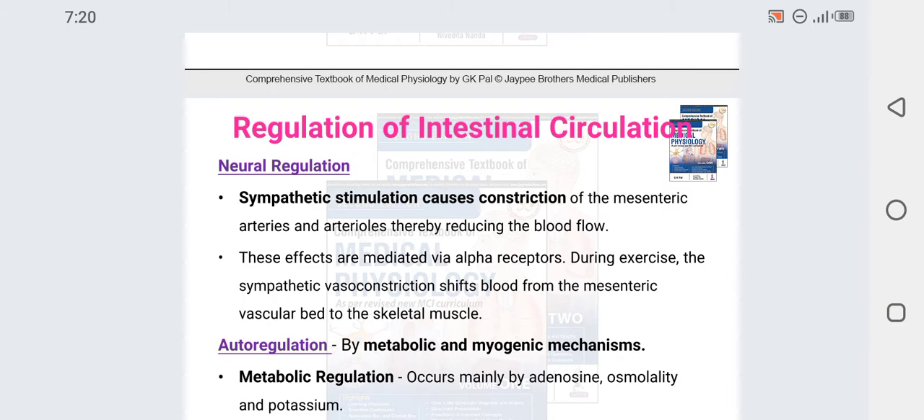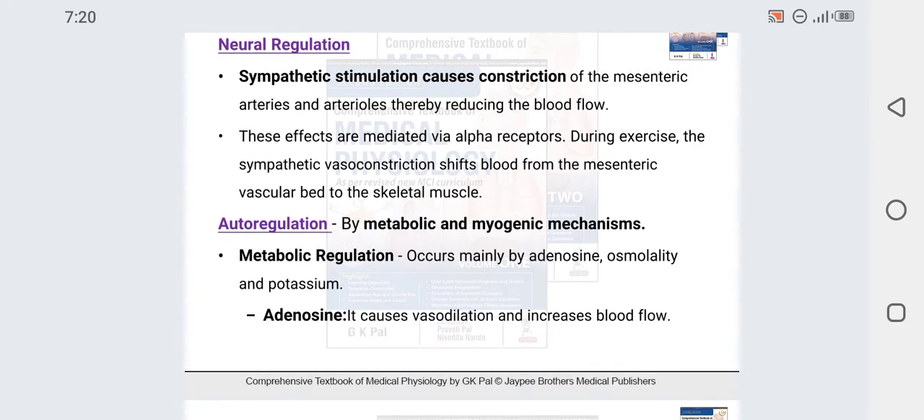First comes the neural regulation. Sympathetic stimulation causes vasoconstriction of the mesenteric arteries and arterioles, thereby reducing the blood flow. These effects are mediated via alpha receptors. During exercise, the sympathetic vasoconstriction shifts the blood from the mesenteric vascular bed to the skeletal muscle.